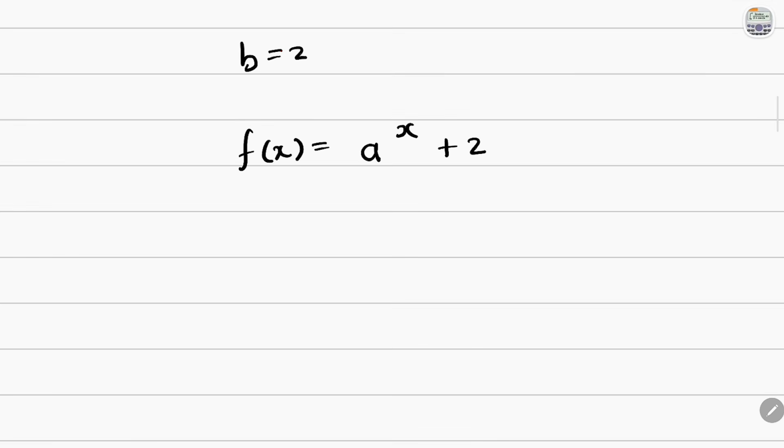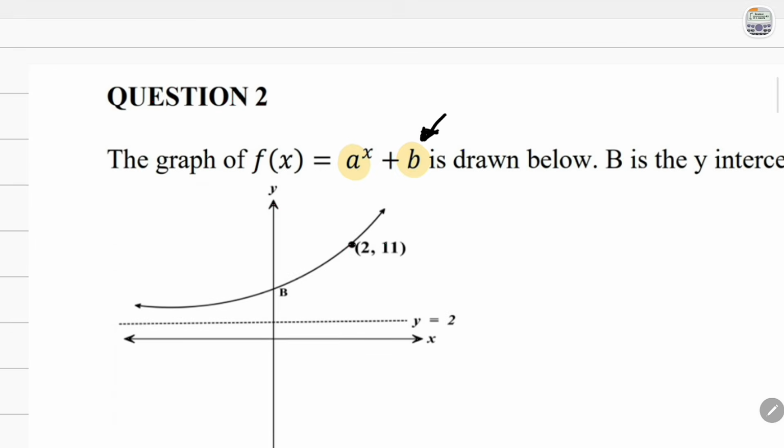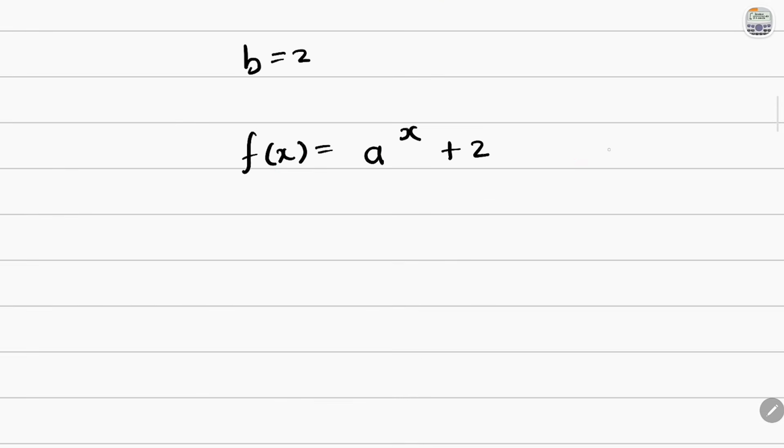Well, you will be able to find a if you had a y value, because f of x is y, and you had an x value. So if you had a point on this graph, do we have a point? Yes, we do. We have 2 and 11. So we can substitute 2 and 11 in place of x and y. So this is the x value, that's the y value.